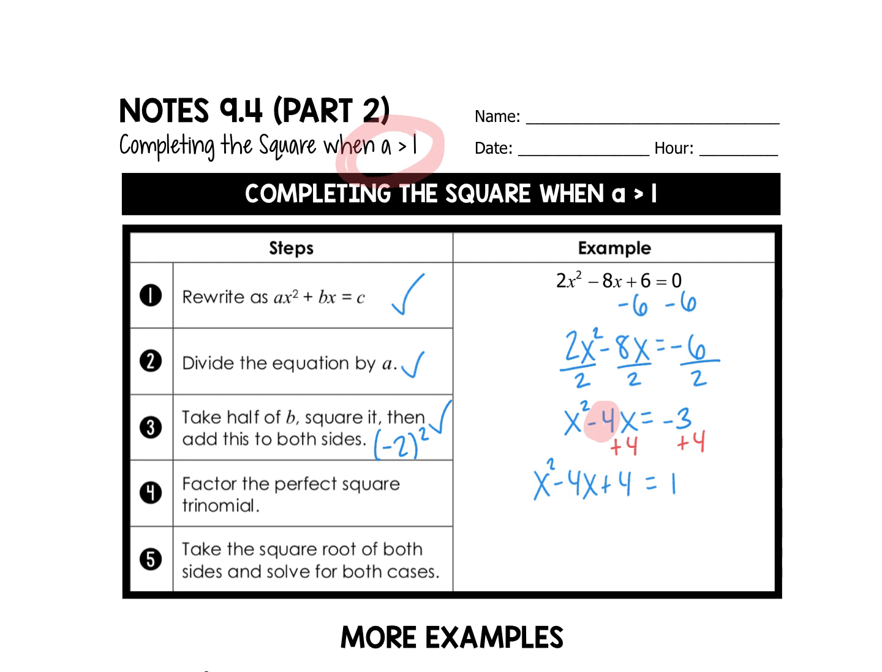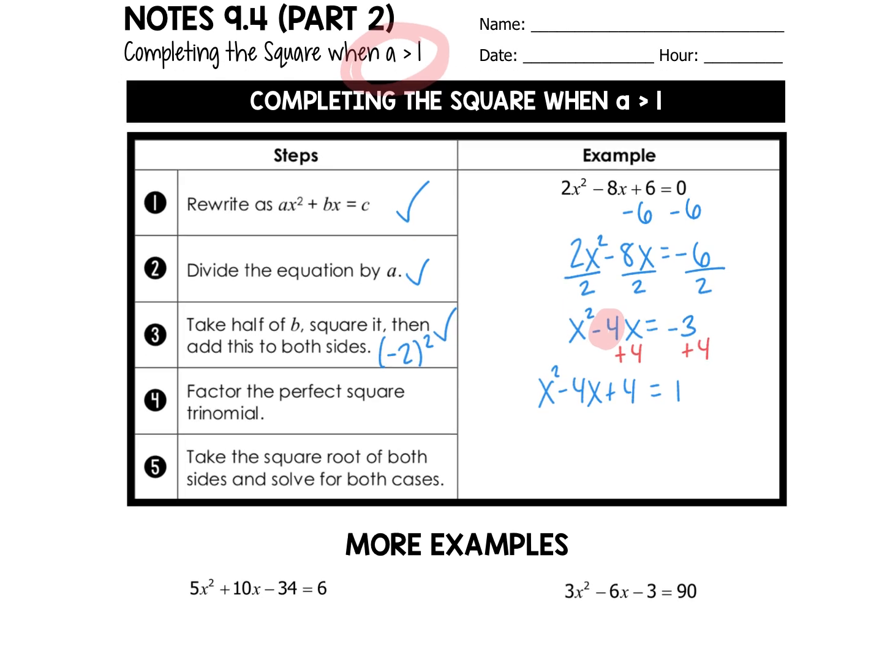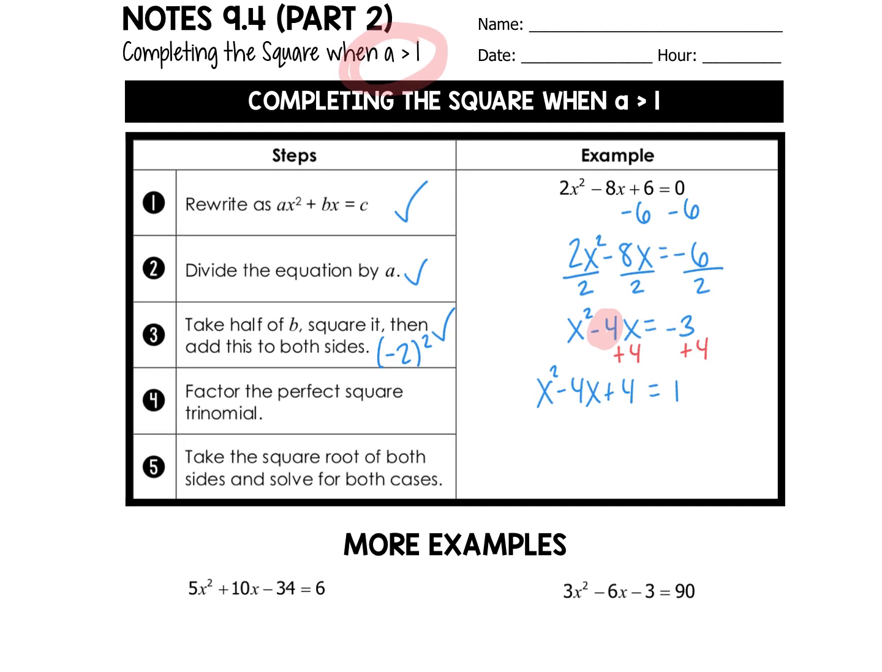That step's done. Step 4 is to factor the perfect square trinomial. To factor this, we just say what multiplies to positive 4 and adds to negative 4. So those two numbers would be negative 2 and negative 2. So it'd be x minus 2 squared, because it's that same factor twice.